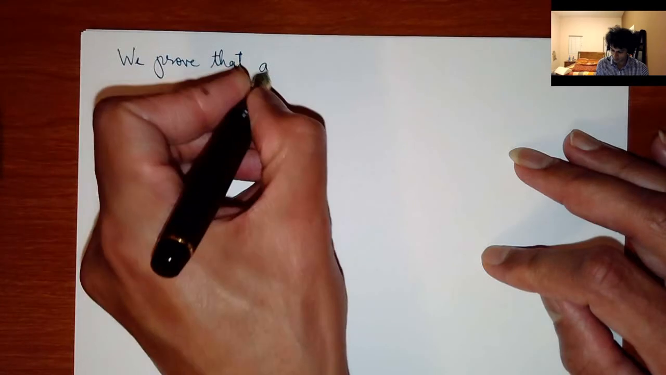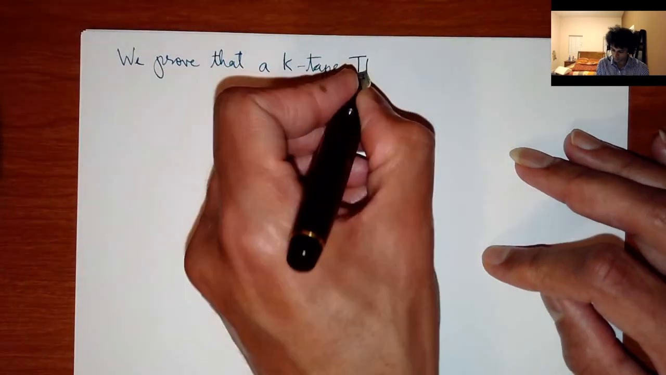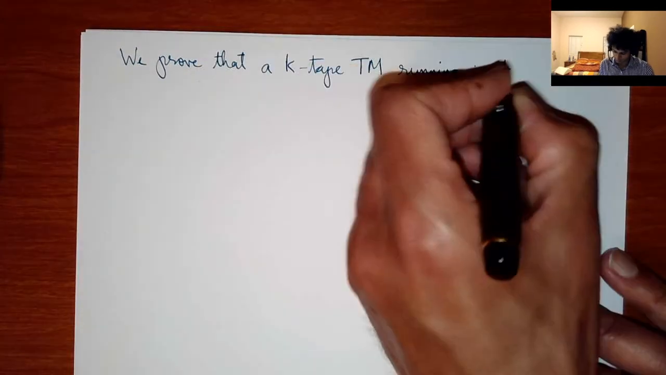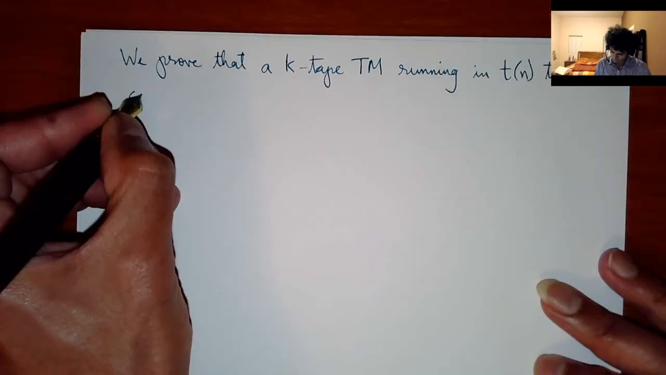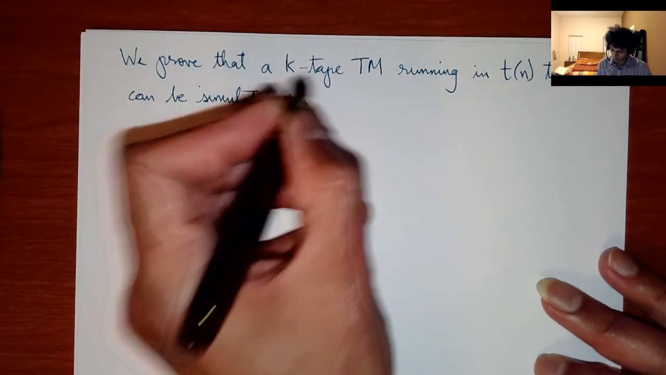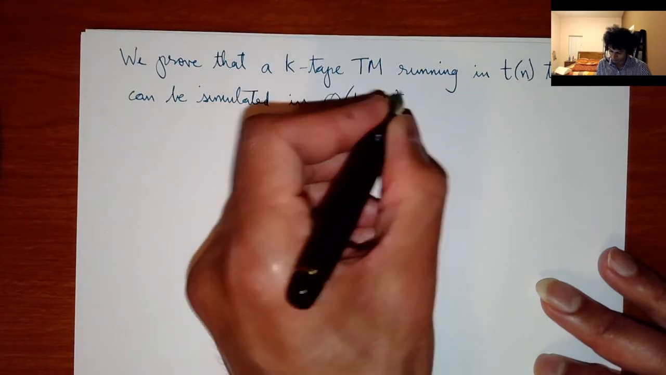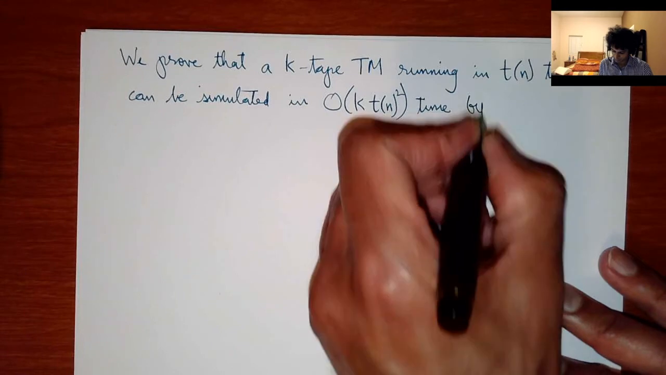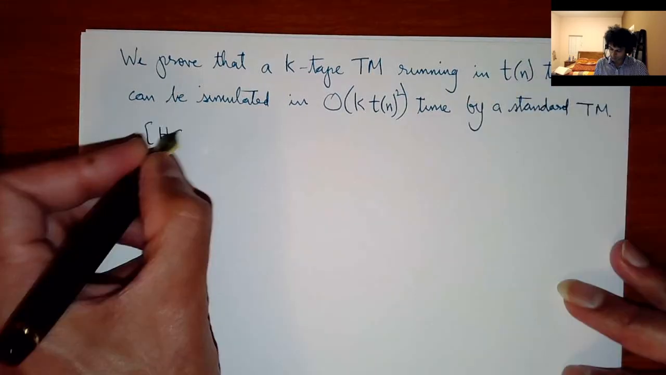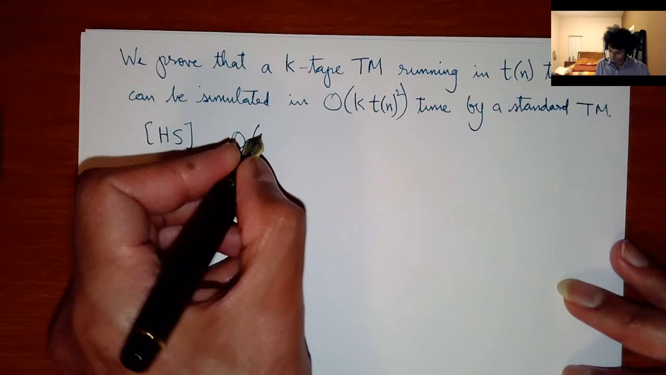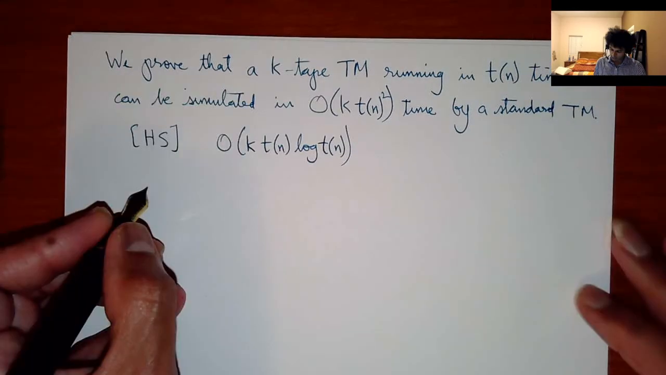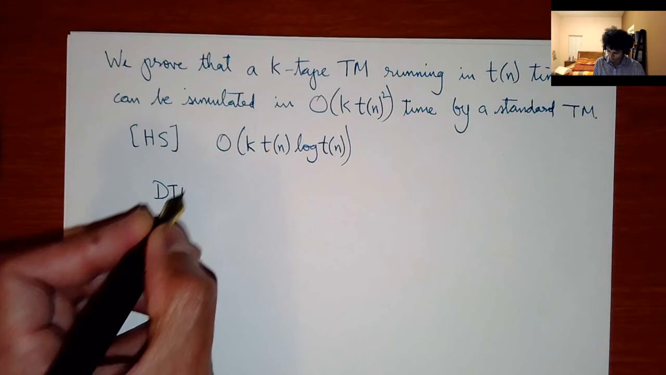that a k-tape TM running in t of n time can be simulated in, I'll just say, O of k t of n squared time by a standard TM. And Hennie and Stearns prove that actually you can get better. You can get O of t of n log t of n.